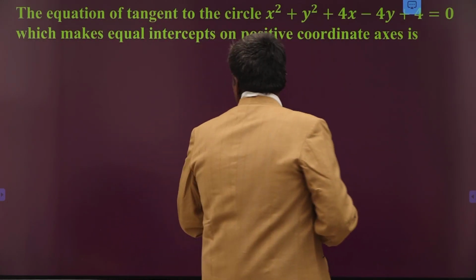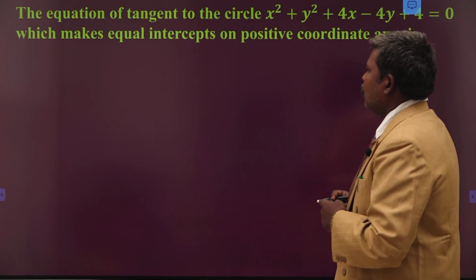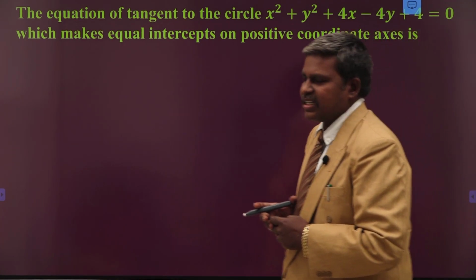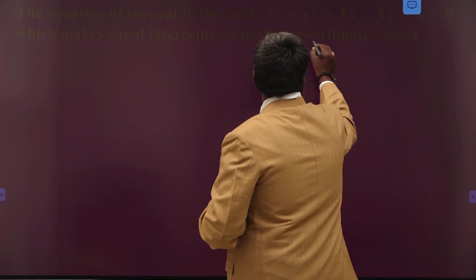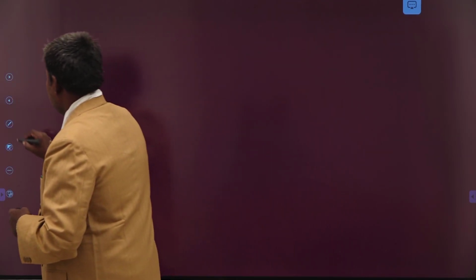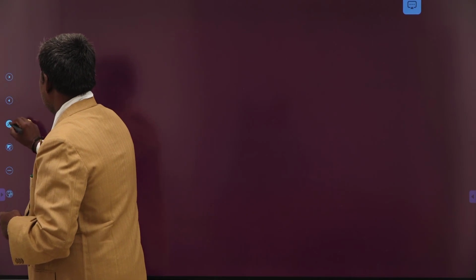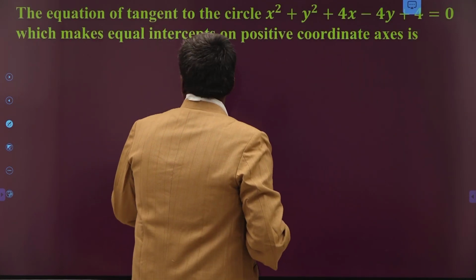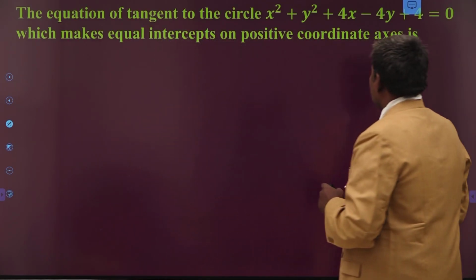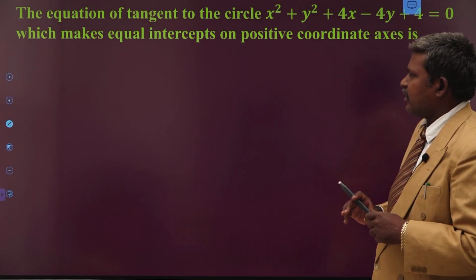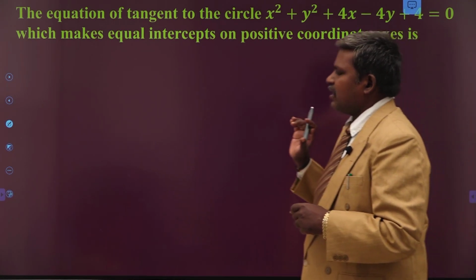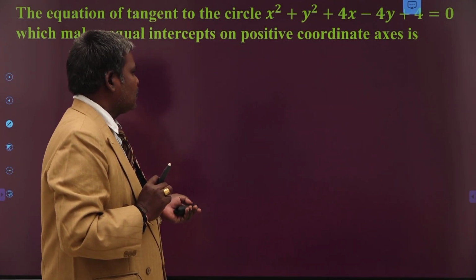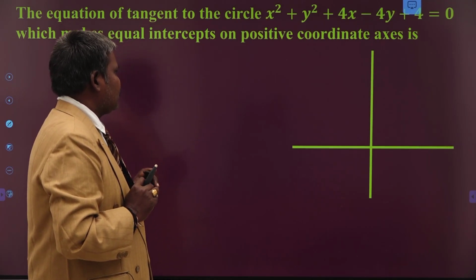This is the question. The equation of tangent to the circle which makes equal intercepts on the positive coordinate axis. So, the equation of tangent to the circle x square plus y square plus 4x minus 4y plus 4 equals 0, this is the circle. We have to find the tangents to this circle. They are making equal intercepts with the positive coordinate axis. See here, these are the coordinate axis.